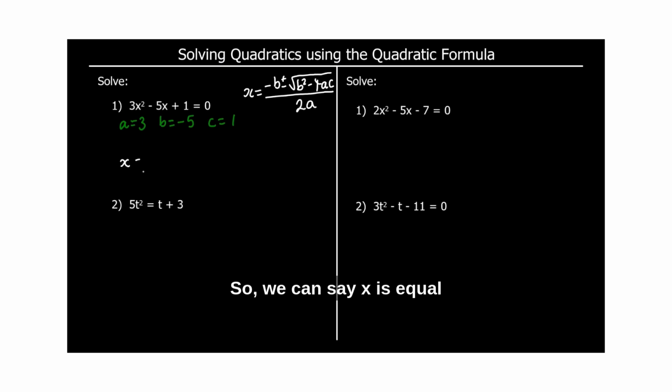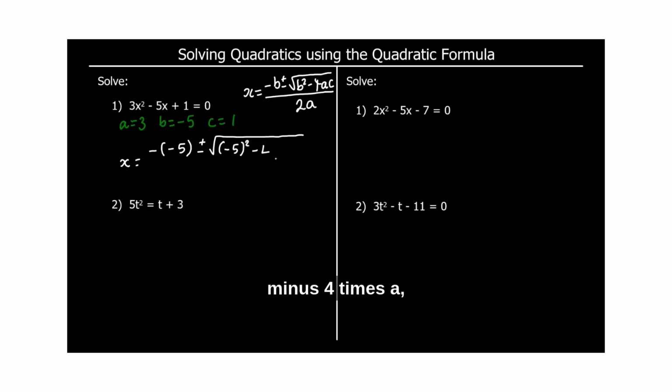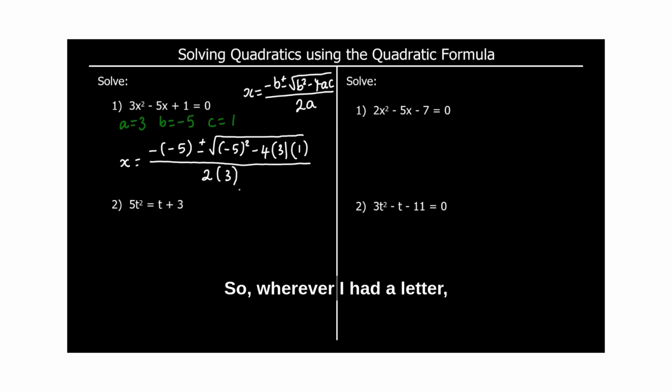So we can say x is equal to minus b, so that's minus 5, plus or minus the square root of b squared, that's negative 5 squared, minus 4 times a times c, all over 2 a's, which is 2 3's. So wherever I had a letter, I've just changed it to a bracket and put the number in. And then I can type this into the calculator, how it looks here, but I'll do it twice, once with a plus, once with a minus.